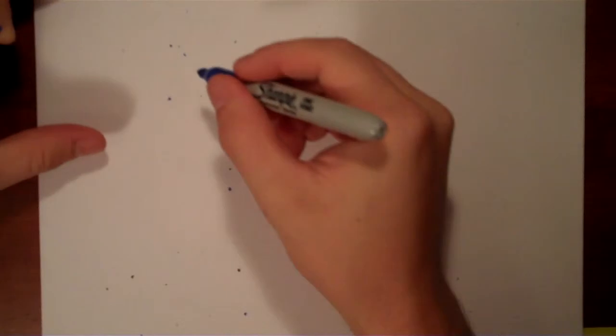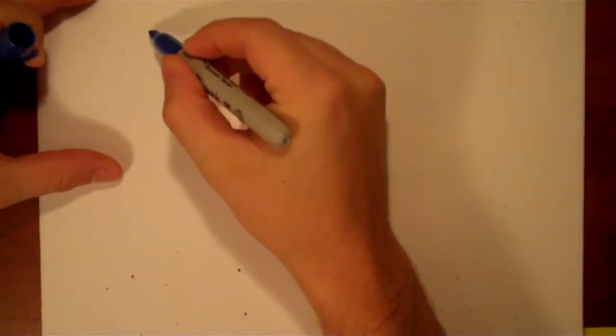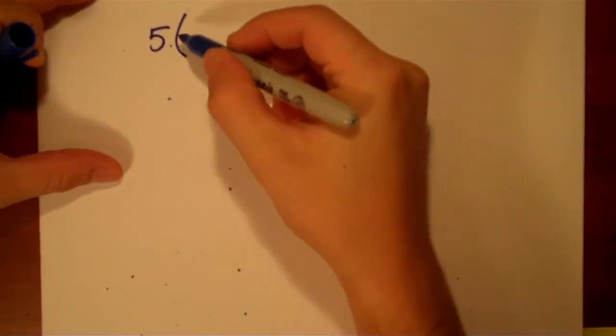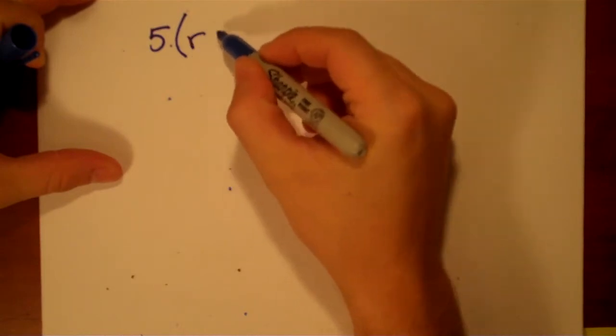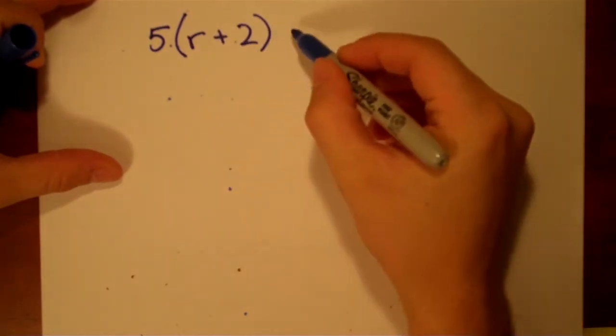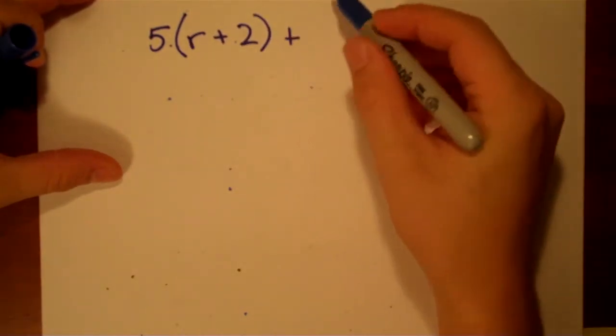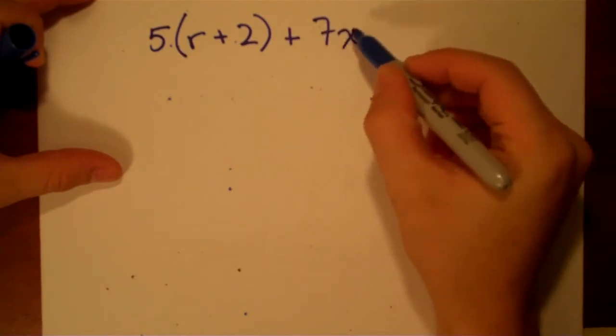2.9. Let's work through a few of these practice problems where we are using the distributive property and simplifying and evaluating all in one. First one I see is 5 times (r plus 2) plus 7x.